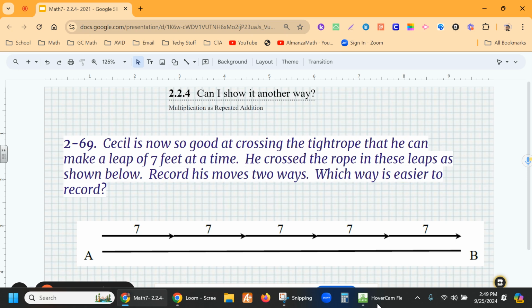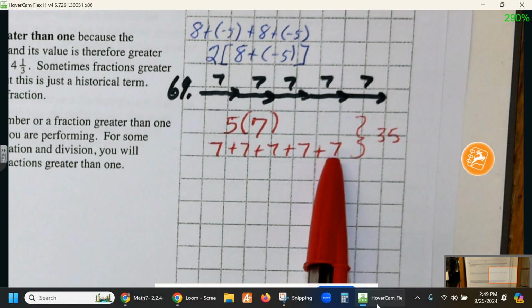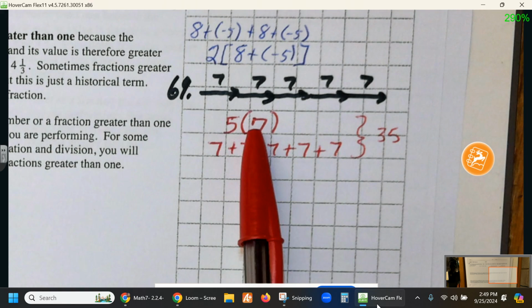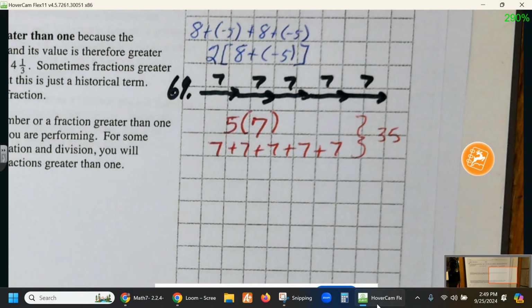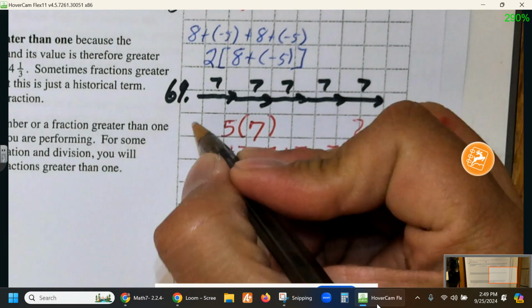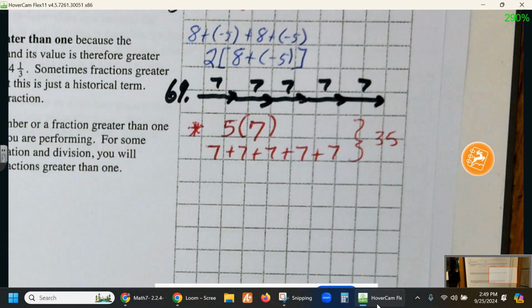Now, when they're asking which is easier to record, is it easier to be repeating these addition steps over and over and over again, or just to write, well, I got 5 sevens, 5 groups of 7? And the answer would be this one is a little bit easier, right? This one is easier.